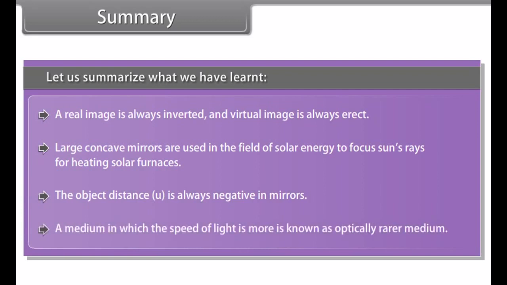The focus of a convex mirror is situated behind the mirror. The image is formed at that point where at least 2 reflected rays intersect. A real image is always inverted and a virtual image is always erect. Large concave mirrors are used in the field of solar energy to focus the sun's rays for heating solar furnaces. The object distance u is always negative in mirrors. A medium in which the speed of light is more is known as an optically rarer medium.